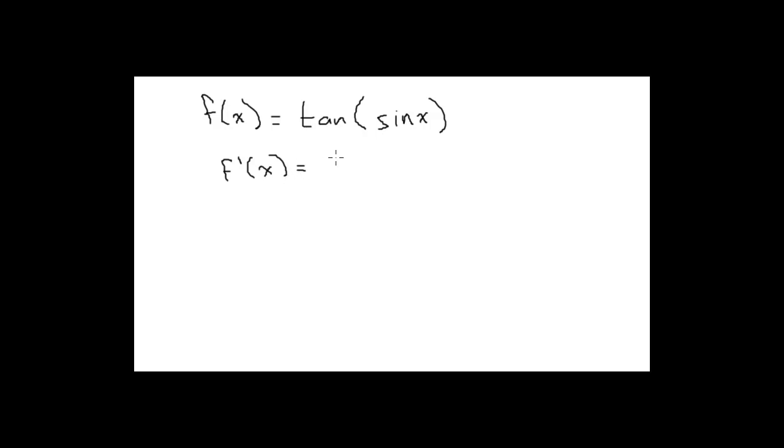So the chain rule tells us it's the derivative of the outside, which in this case would be sec squared. So the derivative of the outside at the inside, so at sine x, times the derivative of the inside, which in this case is cos x. So that's it. The derivative of tan of sine x is equal to sec squared of sine x times cos x. Alright, so let's try another one.